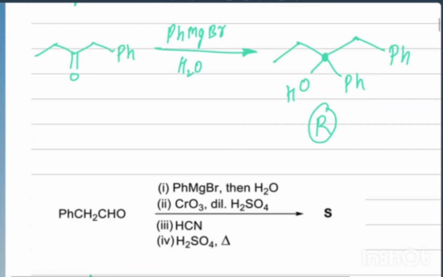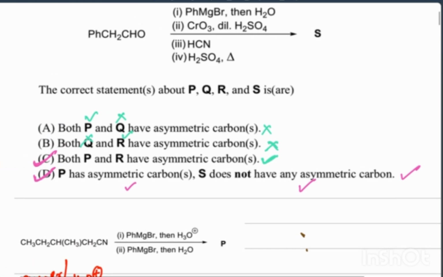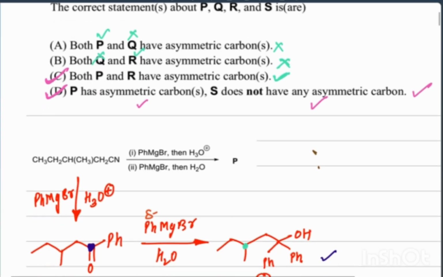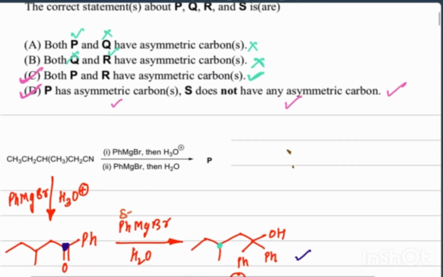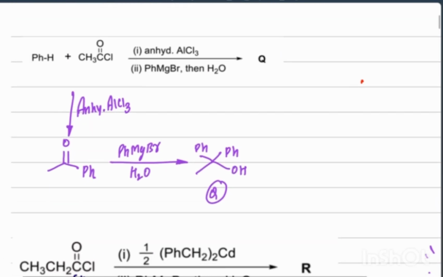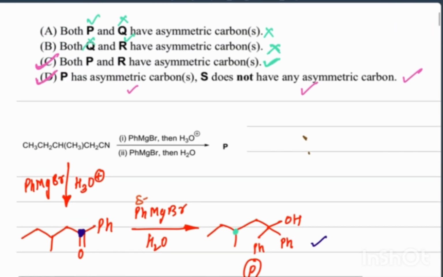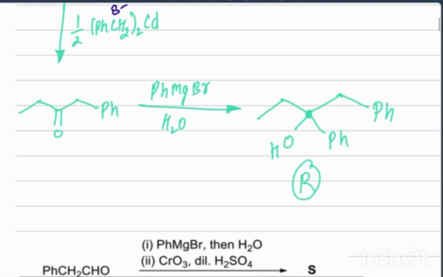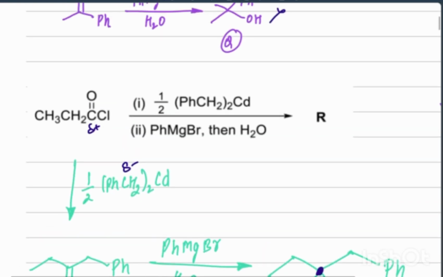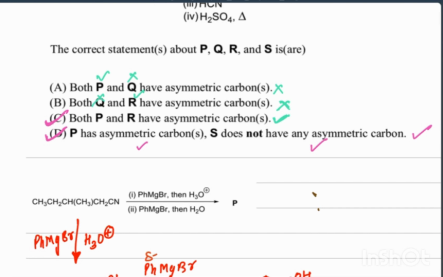So these are all the P, Q, R, S, and on the basis of these reactions we can answer these options. Both P and Q have asymmetric carbons. If you see here, P has asymmetric carbon, but Q does not have asymmetric carbon. There is no asymmetric carbon. And in this, Q and R have the asymmetric carbons. So Q does not have asymmetric carbon, but if you see, R has asymmetric carbon. This is the asymmetric carbon. So that's why R is asymmetric, but Q does not have. That's why A and B both are incorrect.